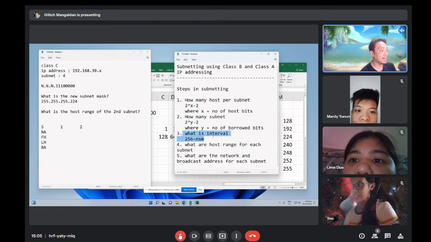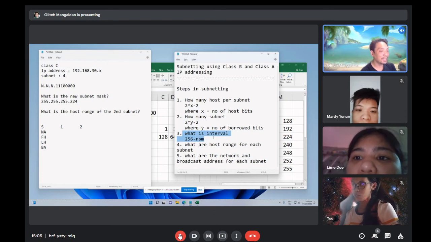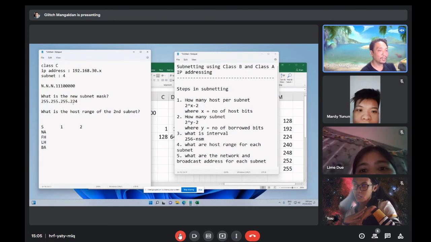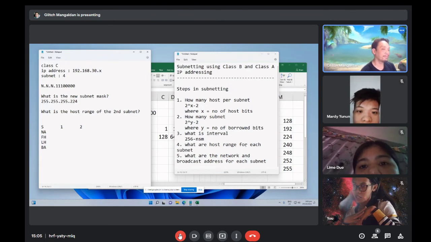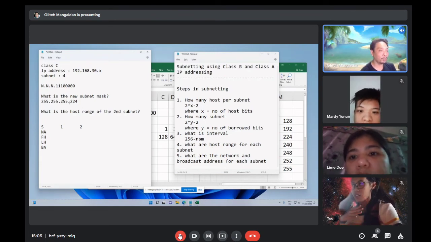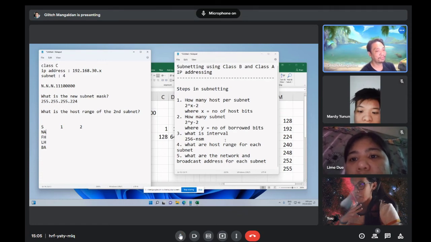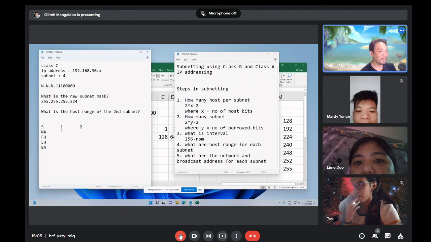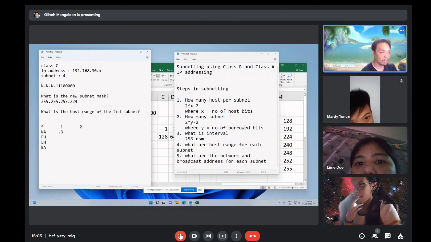Okay, ngayon, para makuha mo yung NA, yung network address, kailangan mo sagutin yung number 3, yung interval. Kailangan natin ng interval, kasi kung ano yung value ng interval, yan yung lalabas dito. So, how to get the interval? 256 minus 224. Ilan? 32. Very good. Tama. So, yung unang subnet mo is .32.